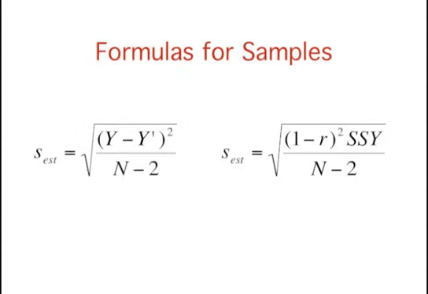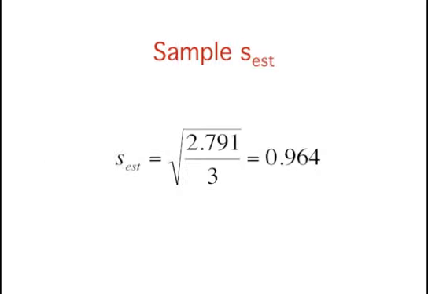Similar formulas are used when the standard error of the estimate is computed from a sample rather than a population. The only difference is that the denominator is n-2 rather than n. The reason n-2 is used is that two parameters, the slope and the intercept, were estimated in order to estimate the sum of squares. If our data had come from a sample rather than being the whole population, we would divide by 3 instead of by 5, and the standard error of the estimate would be 0.964.